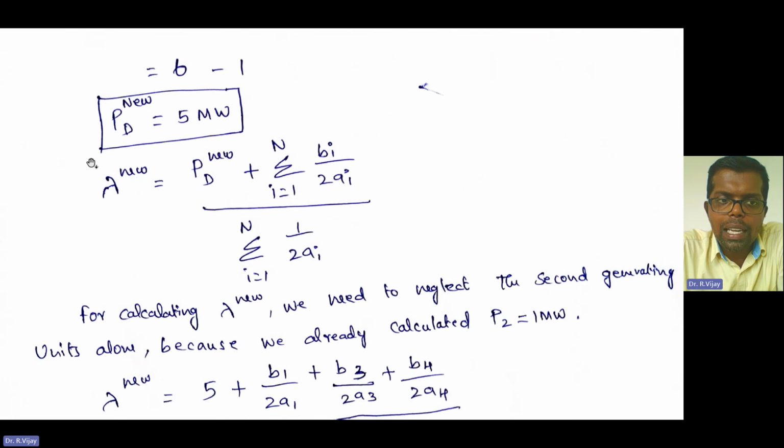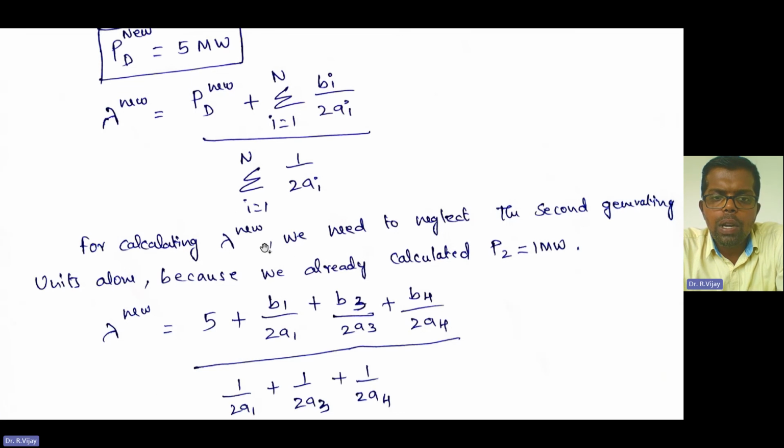Next, you need to calculate the lambda new value. So what is lambda new? Same formula: lambda new is equal to PD new plus the summation i equals 1 to n of Bi divided by 2Ai, the whole divided by the summation i equals 1 to n of 1 divided by 2Ai. For calculating the new lambda, we need to neglect the second generating unit alone, because we already calculated P2 as 1 megawatt. So i equals 1, 3 and 4.